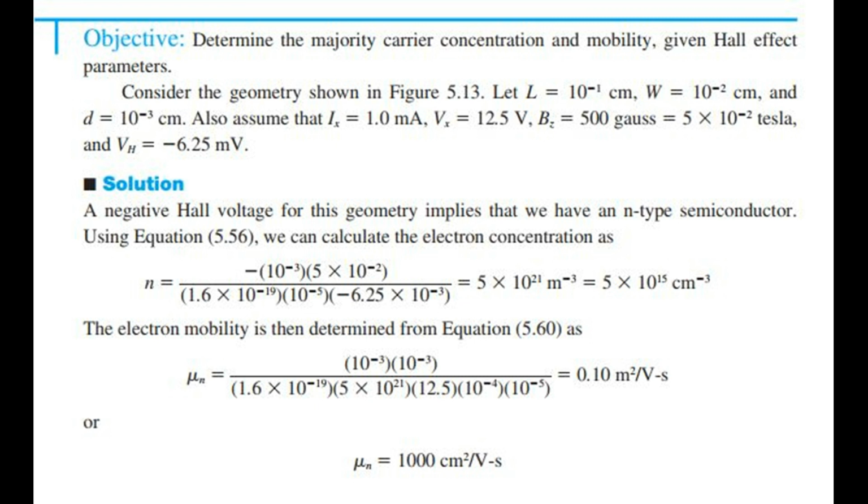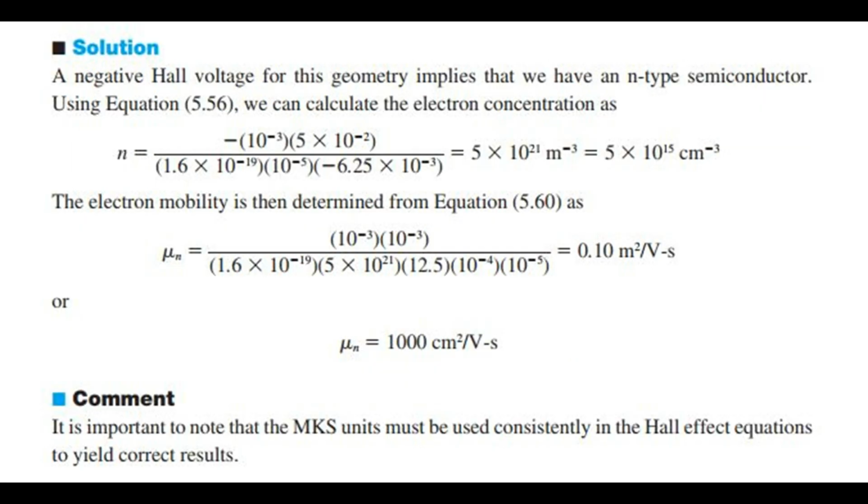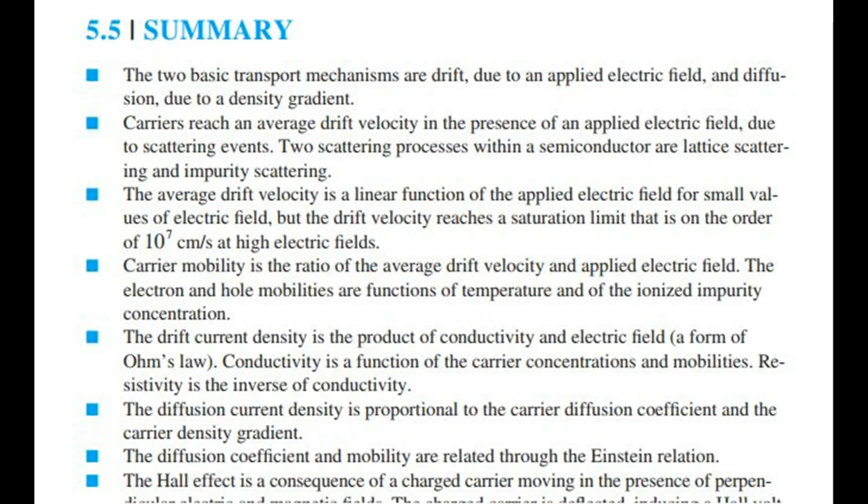Solution. A negative Hall voltage for this geometry implies that we have an n-type semiconductor. Using equation 5.56, we can calculate the electron concentration as. The electron mobility is then determined from equation 5.60 as, or. Comment. It is important to note that the MKS units must be used consistently in the Hall effect equations to yield correct results. Summary.